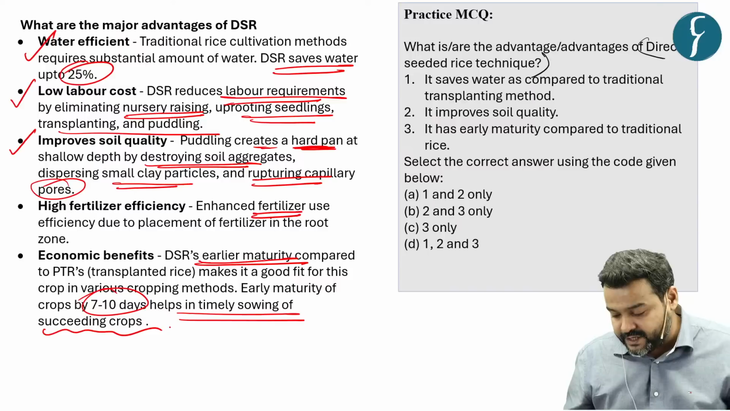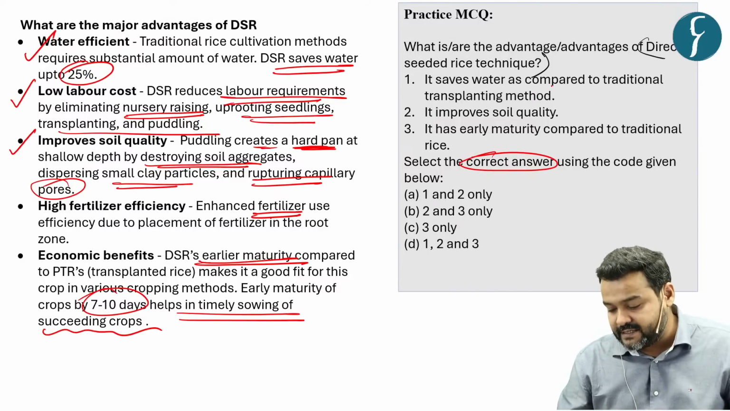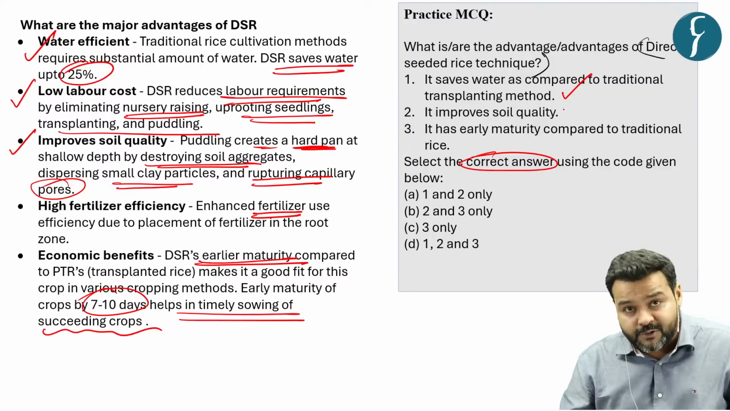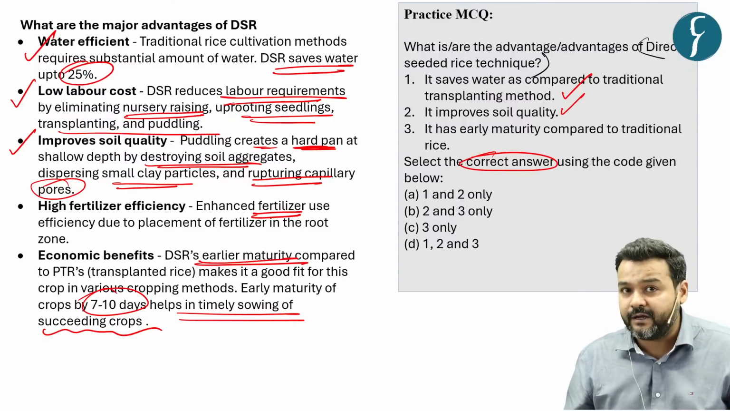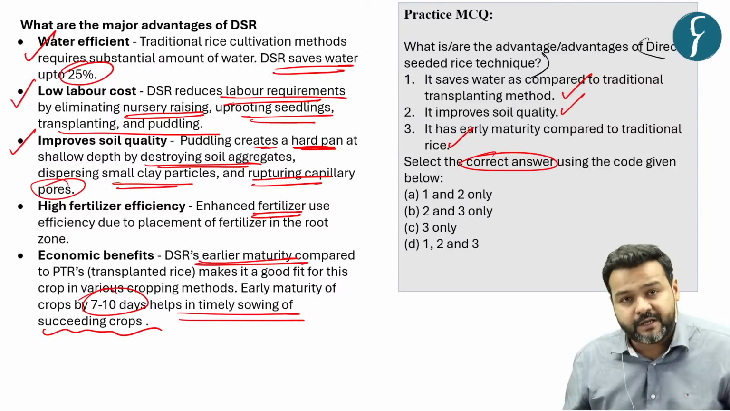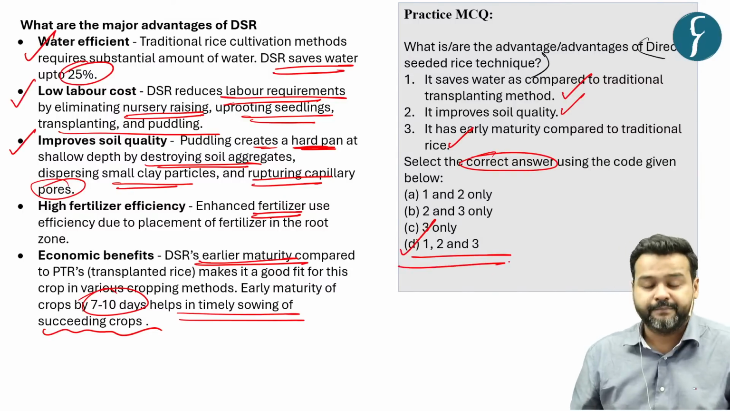So let us take today's question. You have to find the correct answers. First says it saves water as compared to traditional. It is correct. It improves soil quality. Yes, because it doesn't involve the process of puddling. And it has early maturity. This is also correct. So our answer would be D, that is 1, 2, 3.